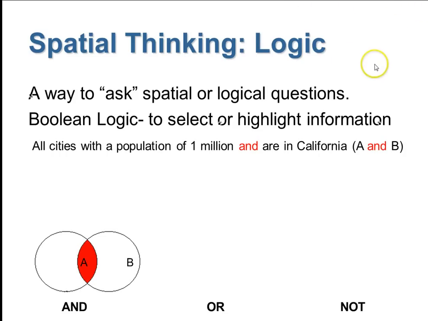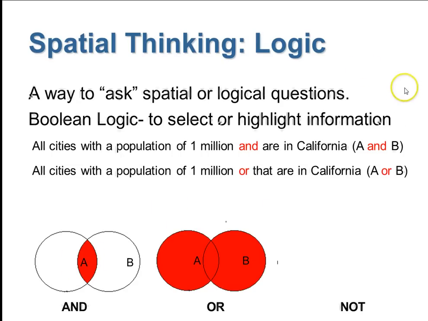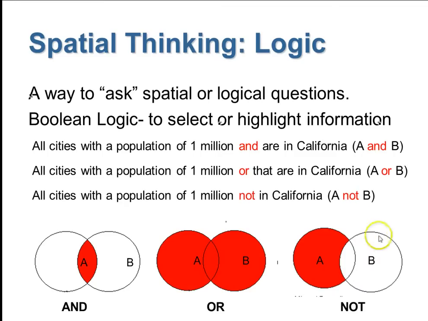So where you look at a Boolean logic scenario of something having both traits. So all the cities with a population of 1 million and they're in California would give you a narrow selection. But if I said all of the cities with a population of 1 million or in California, it would have a much larger selection. And then the not would be an exclusionary operator. So with ArcGIS or with web-based GIS online, there are many options that you can do to really enhance student spatial thinking.